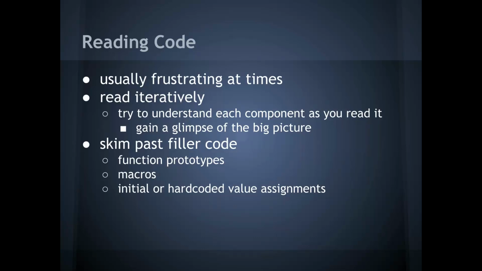So, on a different note, reading code is obviously really frustrating at times, and it's important to skim past filler code, but also to be thorough. Filler code includes things like macros or initial or hard-coded value assignments, function prototypes, stuff like that. Some header file stuff, but that can be important sometimes. And it's important, in your thoroughness, to read iteratively, to understand each component as you observe it, to gain a more complete picture of what's going on overall.